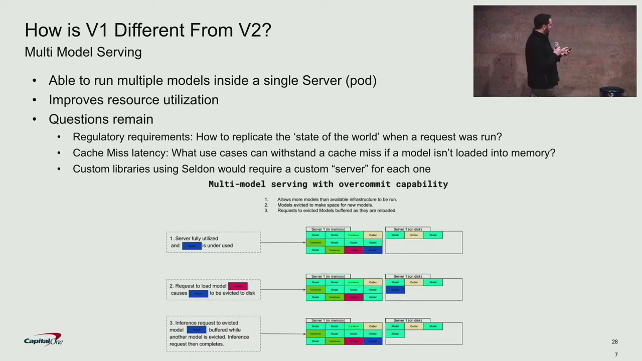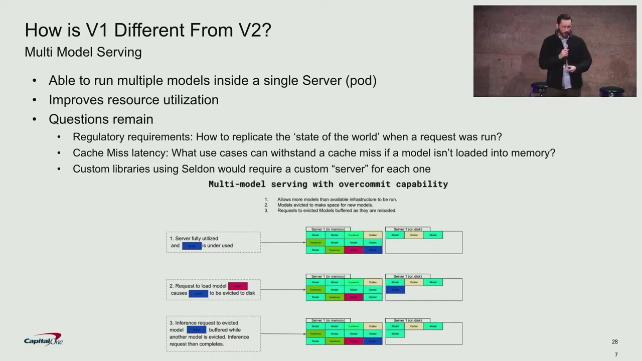Now, there are questions such as some regulatory requirements in the financial sector. Regulators want to know what's going on, and it's not invalid. So we have to say, how do we replicate the quote state of the world when that request came through? So what model was loaded into memory beforehand? What model was loaded after?